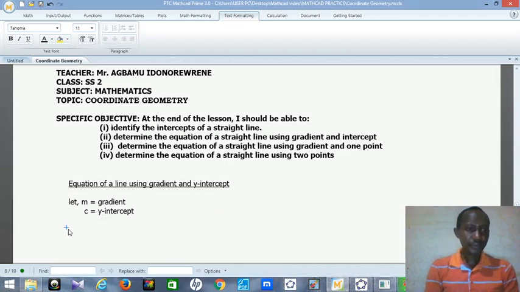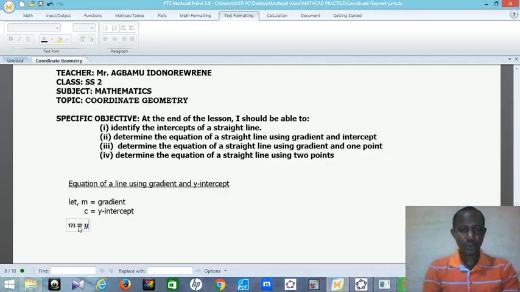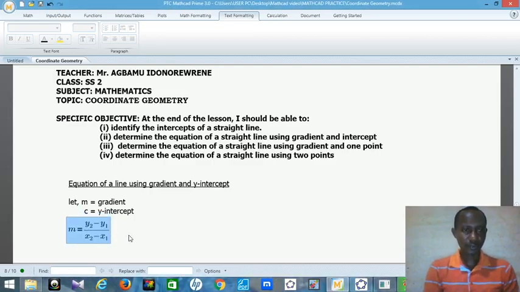You remember your formula for gradient? Let's put the formula now. If m is gradient, then gradient is equal to y2 minus y1, divided by x2 minus x1. This was the equation we derived for our gradient.